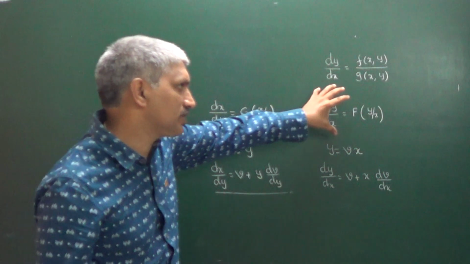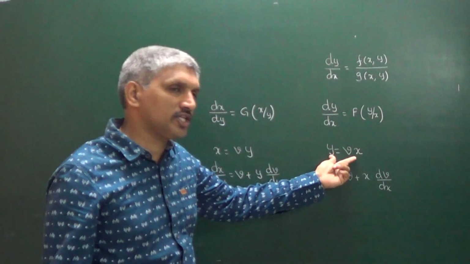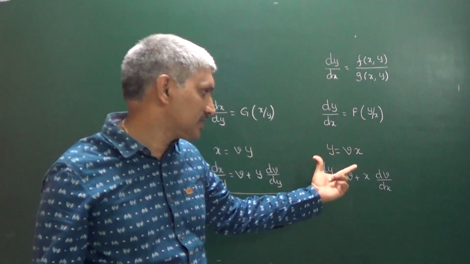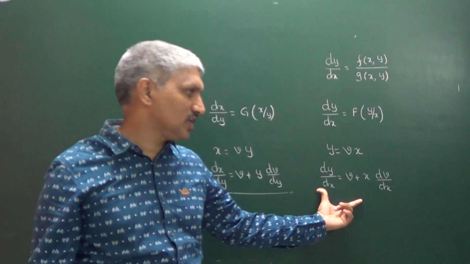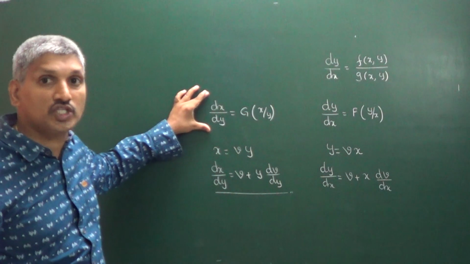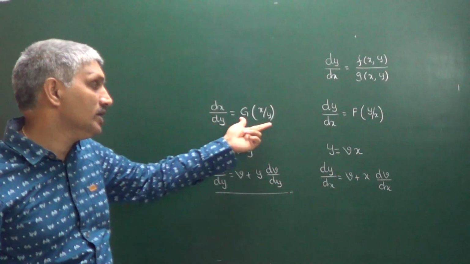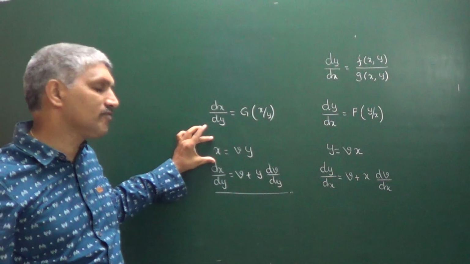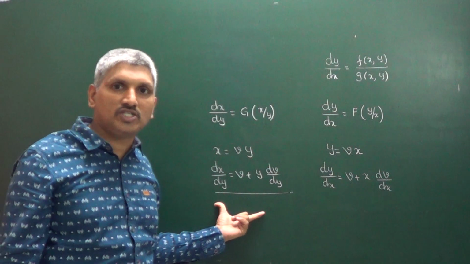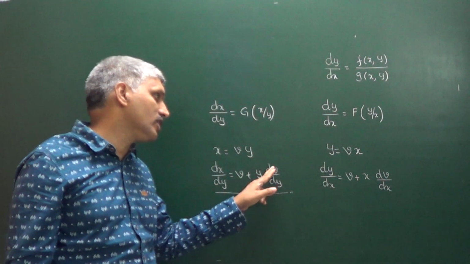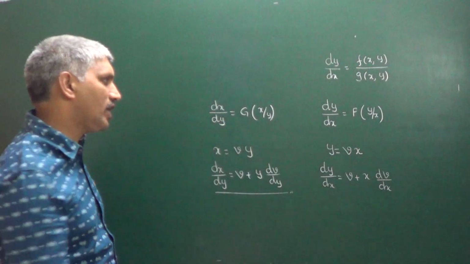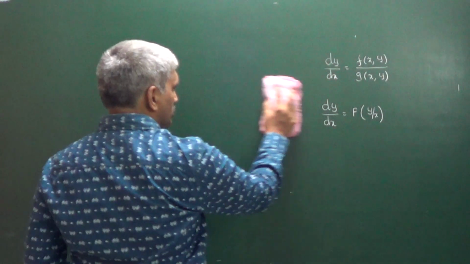So when the differential equation is in this form, we are going to take the substitution y = vx. Whenever we are taking y = vx, immediately dy/dx = v + x dv/dx. Suppose an equation is in this form, dx/dy = g(x, x/y). Then we are going to take the substitution x = vy, then dx/dy = v + y dv/dy. Both sides we are differentiating with respect to y. Okay, so that is the way of solving the homogeneous differential equations.